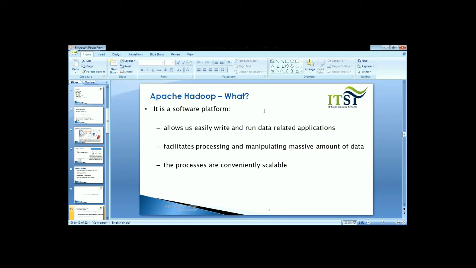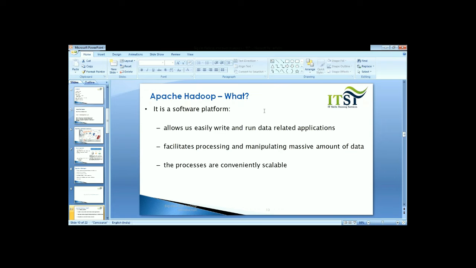Okay, let me explain each and every line here. Allows us to easily write and run data-related applications. What this means is that HDFS, Hadoop Distributed File System, is write once and read many times. So here we always look for large, batch-oriented data. That is when Hadoop comes into the picture. If you're looking for any real-time process, then Hadoop is not the platform for you. There is something else known as Spark. The main feature of this is write once, read many times. Once you write the data, you can read it as many times as you want.